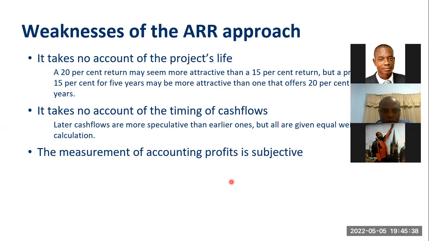For accounting rate of return, the weakness is that it takes no account of the project life cycle. It's just going to tell you that this is how much you'll make in a year. This will be your total revenues, and it doesn't care if the project is going to stay for 5 years or 10 years. It's just looking at how much money you can make in a particular accounting financial year.